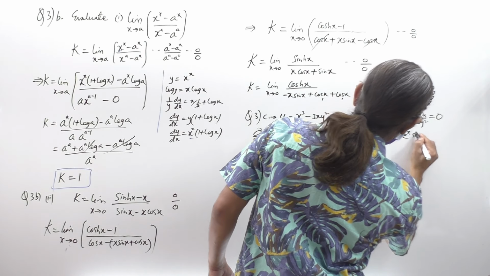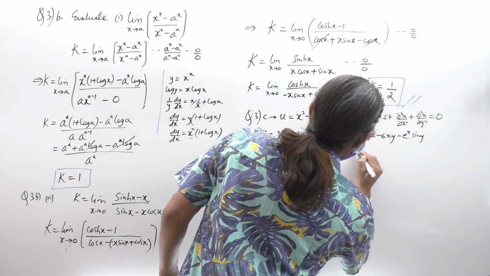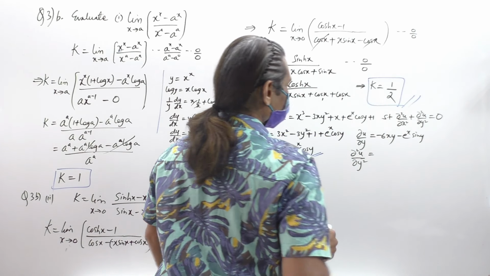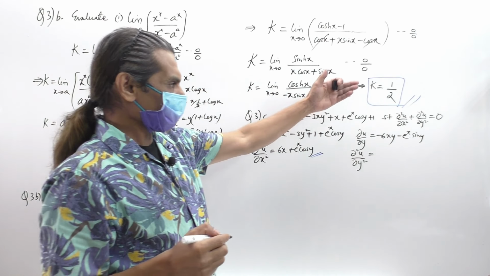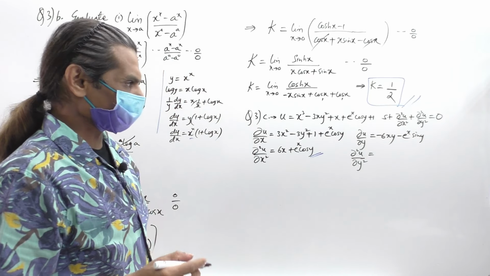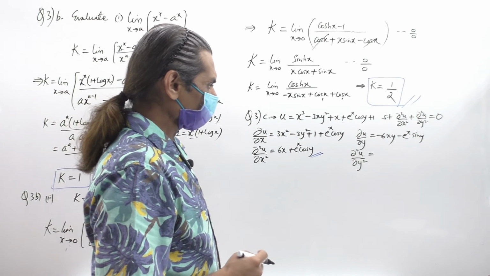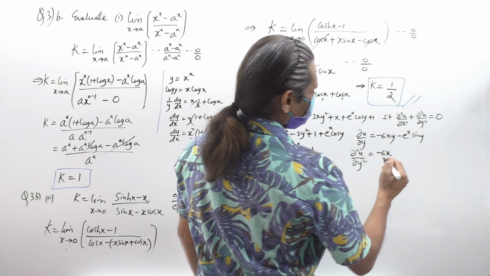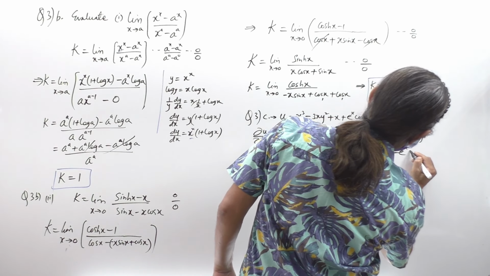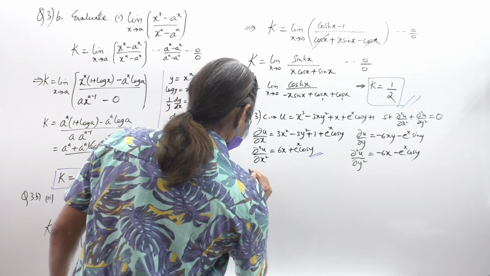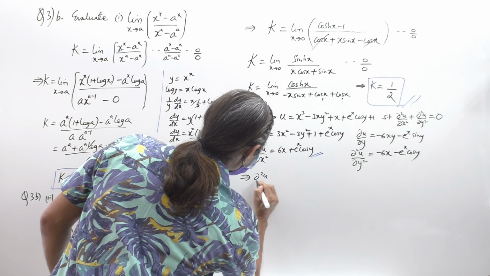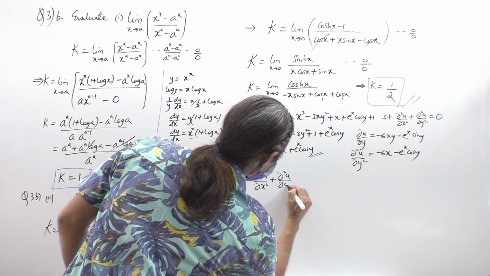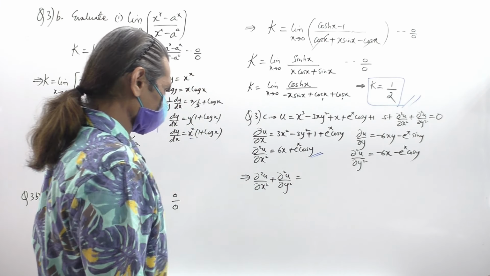Again from here, dou square u by dou y square, because in the question, it's a very simple question, they need to find only dou square u by dou x square and dou square u by dou y square, add it and see if the answer is coming 0. So dou square u by dou y square will be again minus 6x as it is, differential of y is 1, minus e raised to x as it is, differential of sin y is cos y. Fine.